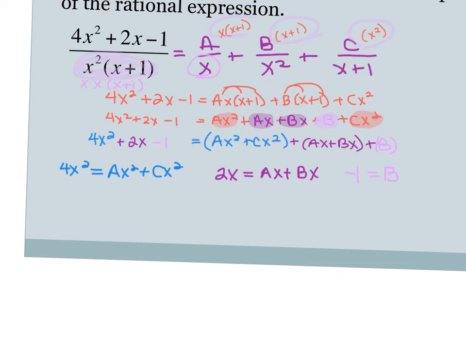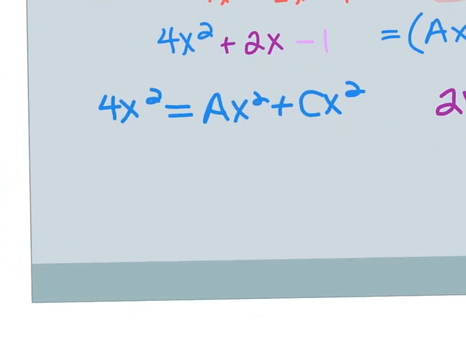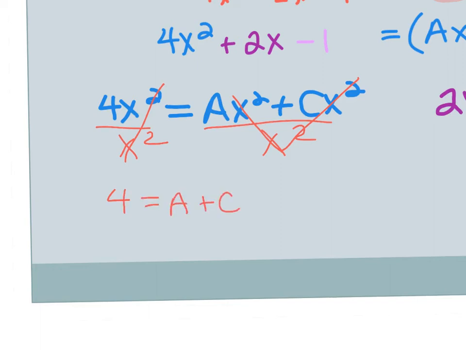All right. So now what do I notice about all of the terms in the blue, all of the x squared terms? What do they all have? An x squared. So I can actually divide both sides by x squared, and it will eliminate my third variable, leaving me with 4 equals a plus c. So my goal here is to get rid of those x's.